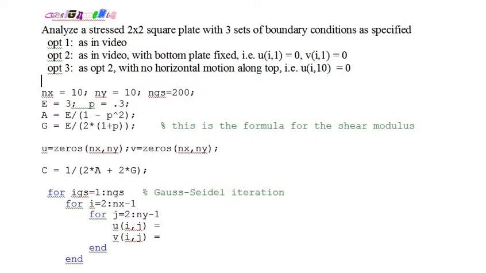The assignment is to reproduce the results in the video and then to run the program with 2 other sets of boundary conditions. In the second option, the bottom plate is fixed both vertically and horizontally, and in the third option, the bottom plate is fixed and the top plate is also fixed horizontally. The results for the second and third options are shown after the program outline.